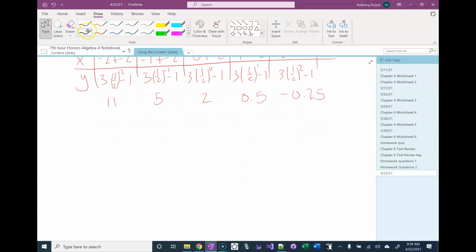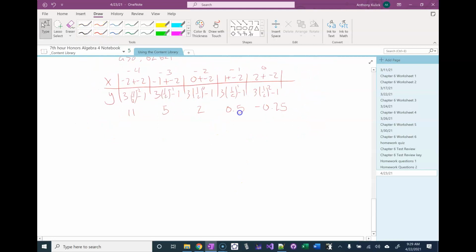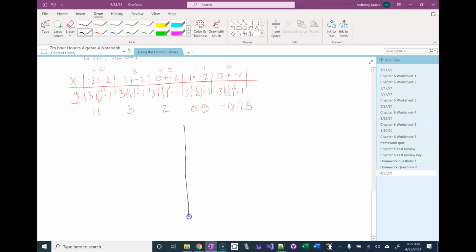Okay, so we'll draw our graph now. So 1, 2, 3, 4, 5, 6, 7, 8, 9, 10, 11. And then 1, 2, 3, 4. I'll notice that my horizontal asymptote is again y equals k, so in this case that's y equals -1.